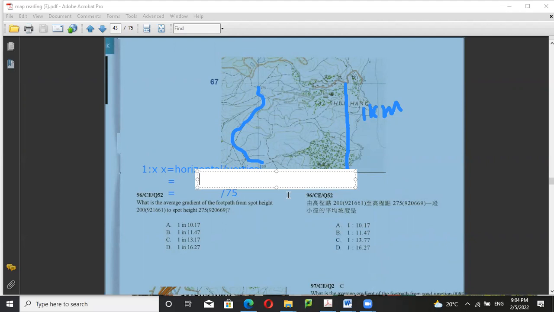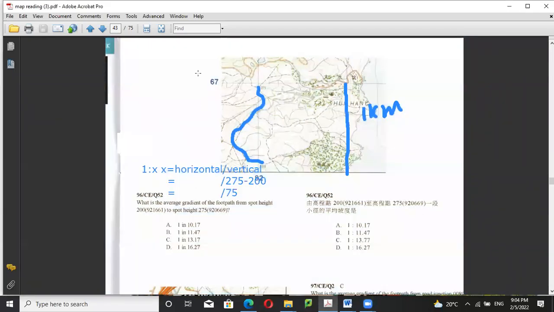I don't know how to make it back into the figure. How about I just write it? Wait a minute. Right here, 1220, which is around 6 cm and 6.1 cm, something like that. Then the answer should be 1 to 16.27. If you are good at measuring, then it is no big deal.